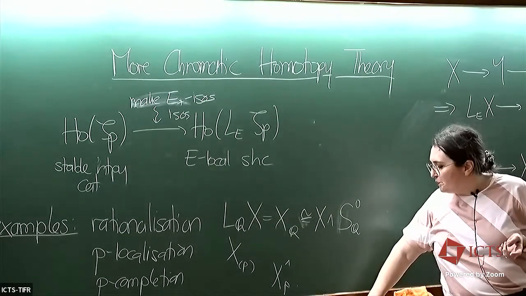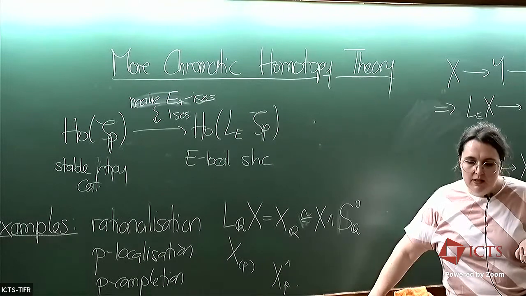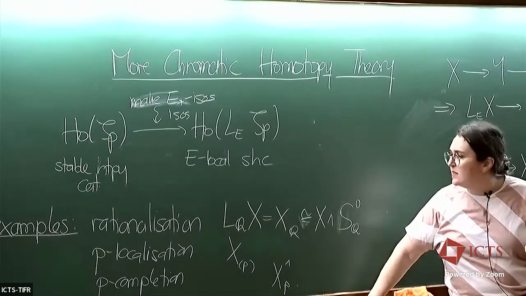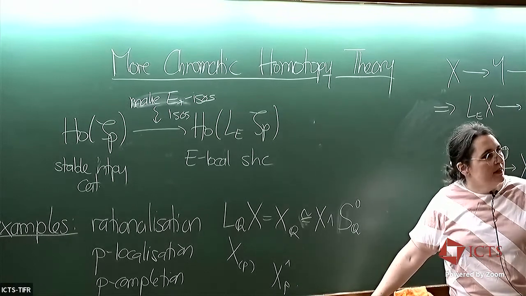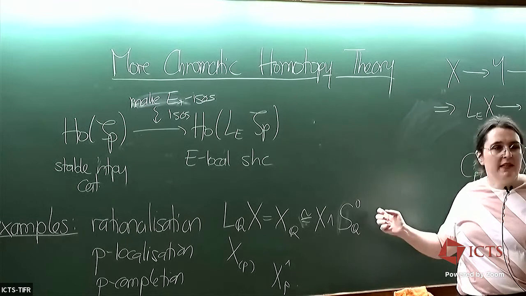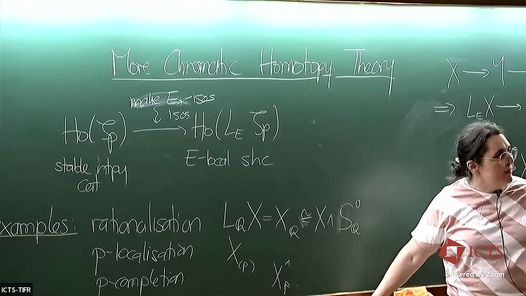So one of the features of Gauss-Witt localizations is that it kind of throws away information. This you can already see here quite well. If you rationalize, you throw away information.